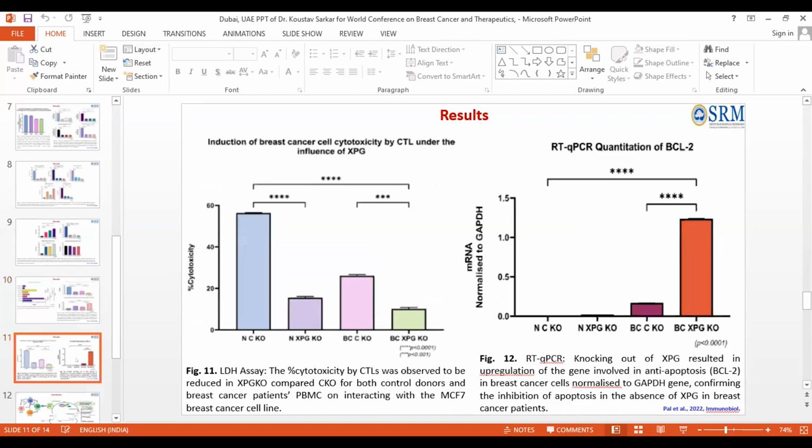So next, we have taken a look at whether this is helpful for killing the breast cancer cells or not. Yes, we have found through our LDH release assay study that the percent cytotoxicity of the CTL, which is mainly triggered by the T helper 1 cell differentiating factor IFN gamma, is reduced in the XPG knockout compared to control knockout, for both control donors and breast cancer patient PBMC interacting with the MCF7 breast cancer cells. We have also found, through RT-qPCR, that the factors associated mainly with the apoptotic pathway are affected, and the anti-apoptotic pathway is increased in the case of XPG knockout.